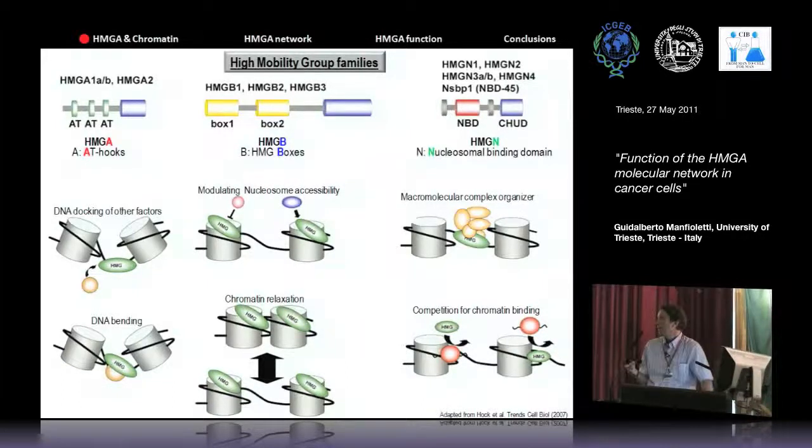This domain allows these proteins to interact with DNA, in particular with AT-rich stretches in the DNA, and they interact in the minor groove. By doing so, HMGA proteins can bend DNA and can also recruit factors on these sequences. And this, in general, allows the recruiting of other factors that can remodel the chromatin and can contribute to transcription.